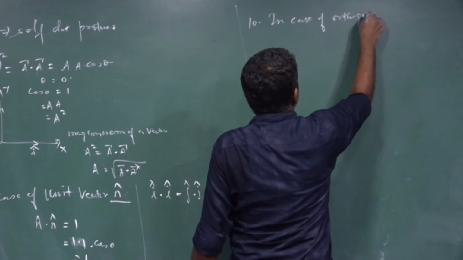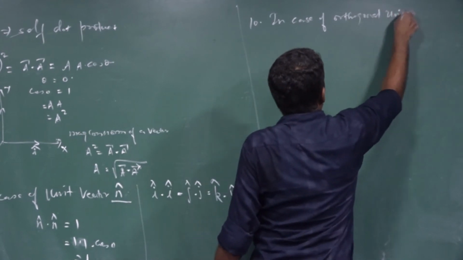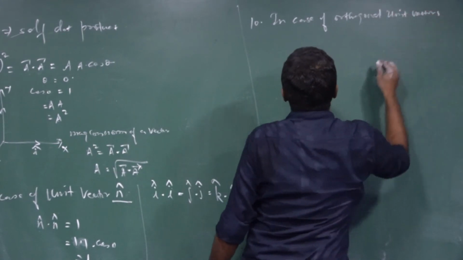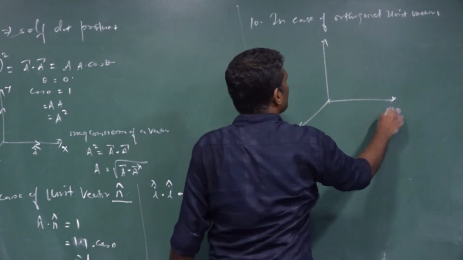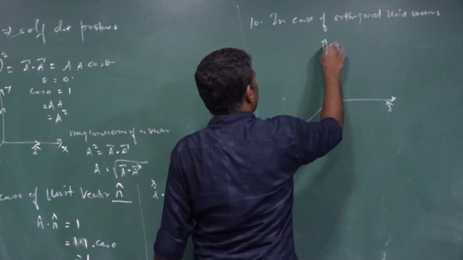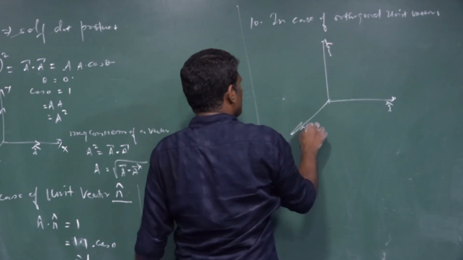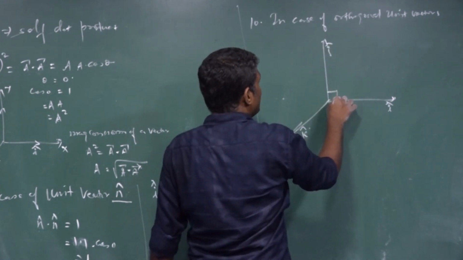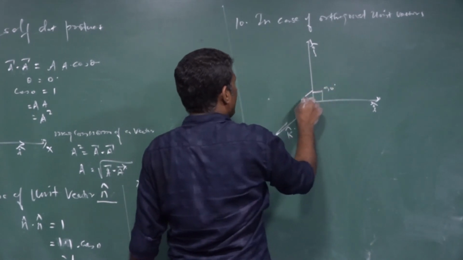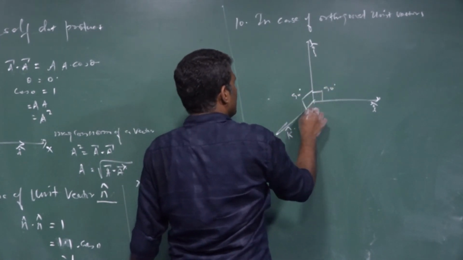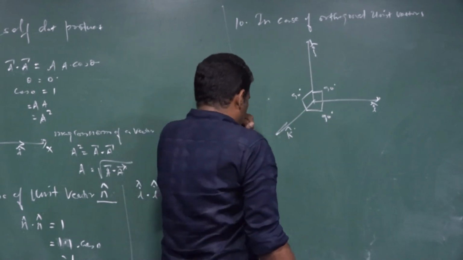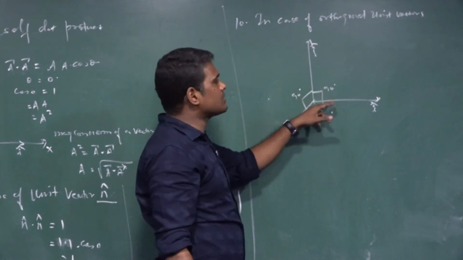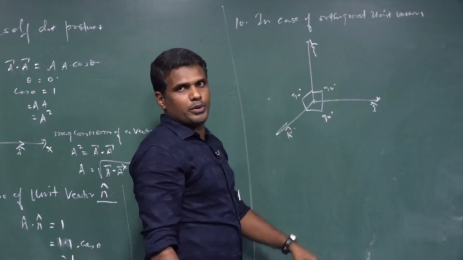Now, the next property, the 10th property, is that in case of orthogonal unit vectors, which one is called an orthogonal unit vector? I can take this as i cap, this one as j cap, and this one as k cap. i and j are at right angles to each other. j and k are at right angles to each other. k and i are at right angles to each other. So, these three vectors are orthogonal unit vectors.